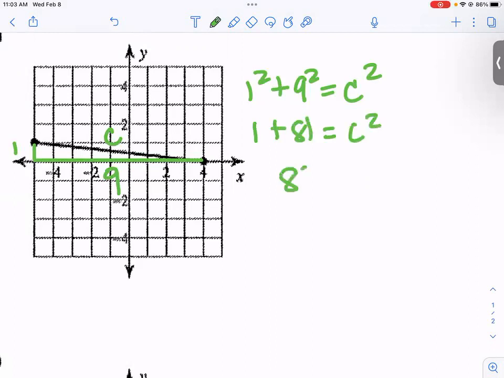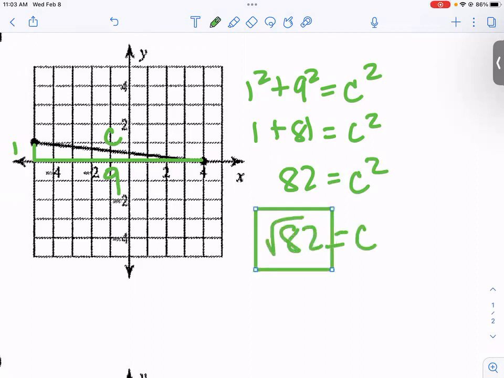This is what I'm noticing. A lot of you are trying to give me the answer of 82. It needs to be the square root of 82. Do not give me 82, give me the square root of 82.